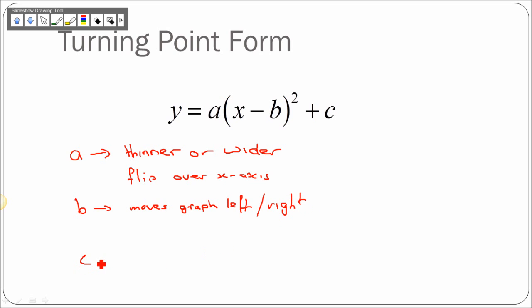And finally, the value of c. If there is a number for c, that also translates our graph, or it moves our graph up or down, depending on whether it's a positive number or maybe a negative number. So this is basically the general form, and any number that is replaced with a, b, or c is going to change how this graph looks according to these definitions.